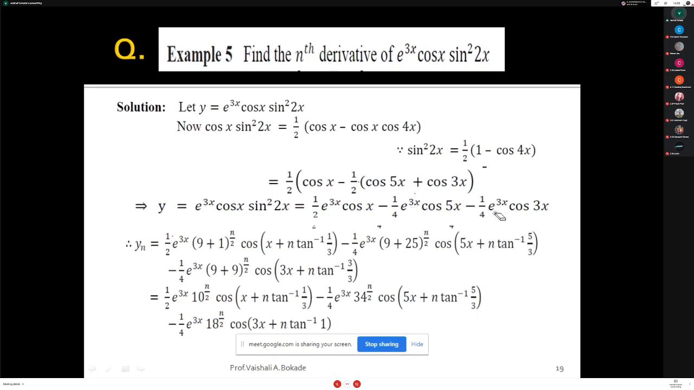For the last term, I am having e raised to 3x into cos 3x. So a is nothing but 3 and b is nothing but 3. Yes, c is equal to 0 here. So I am having r as root of 3 square plus 3 square, which is nothing but root 18. Phi is tan inverse of 3 by 3. So I am just getting values for r and phi, different values for all the three terms, substituted properly. Only one formula we are using here.